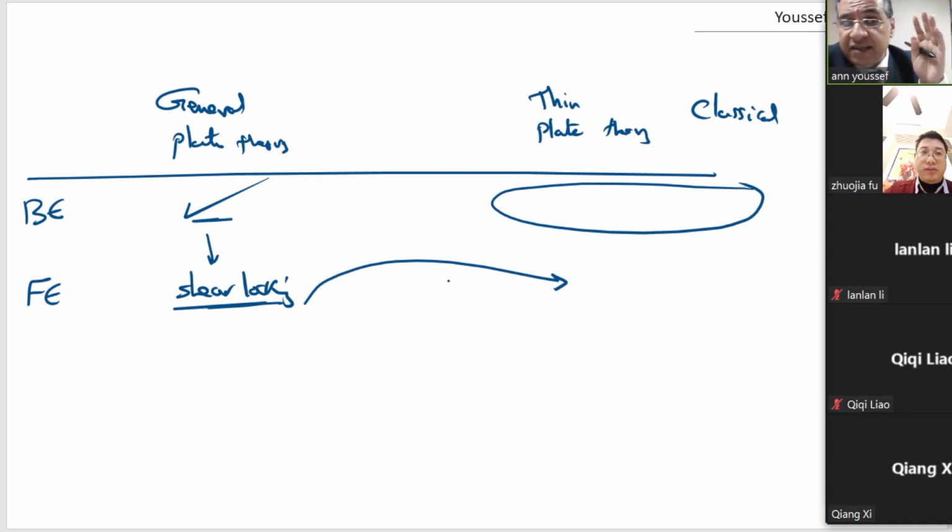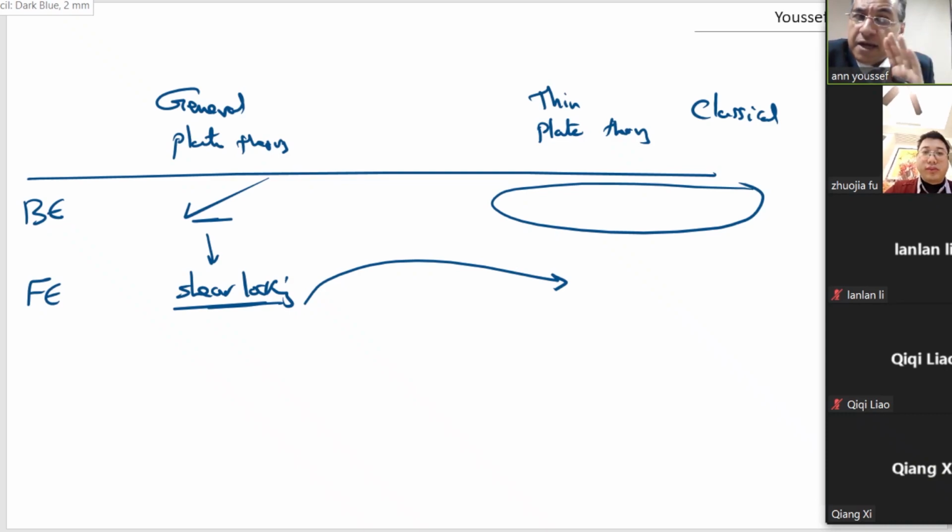I hear that there are finite elements without shear locking, but I'm not an expert in finite elements, and I prefer to keep myself in boundary elements. The only thing I like to penetrate in finite elements is when we have fundamental solution based finite elements, the one introduced by Professor Zhuojia.